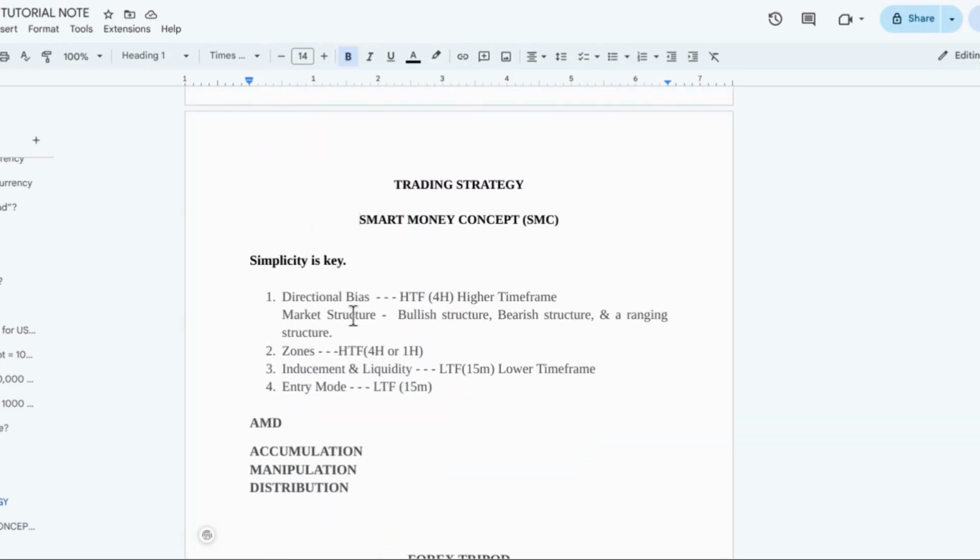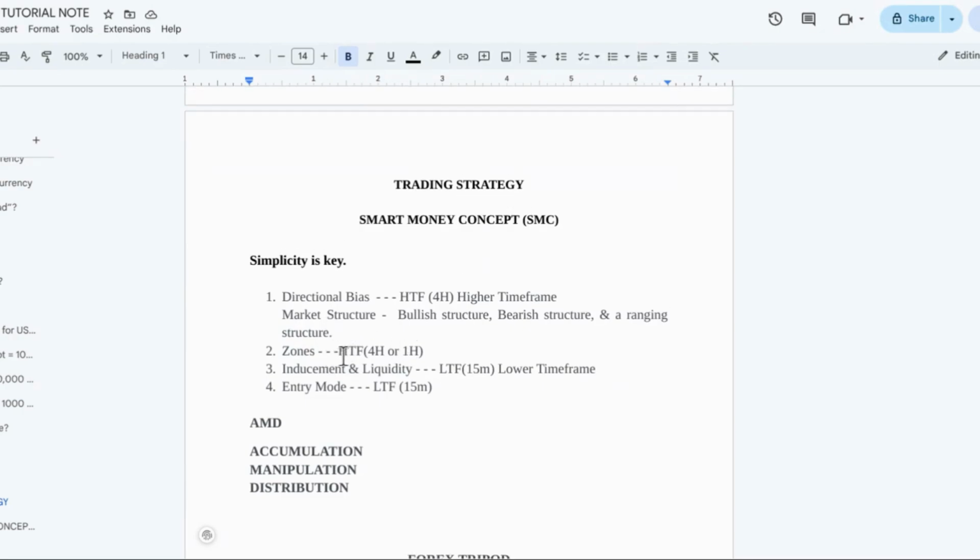First of all, we've done directional bias in another video. We also learned the market structure, where we talked about bullish structure, bearish structure, and a ranging structure, for which I gave a scalping strategy called the boss model strategy, which we easily get on BTC. Now today we are going to be dealing with zones.